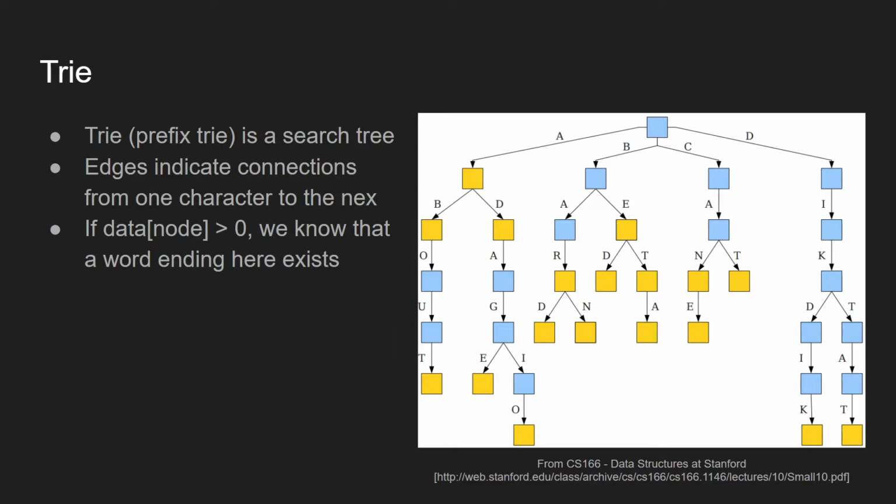Tries, sometimes also called prefix tries, are search trees. The connecting edges show how characters come one after another, and at each node's data, if the data is bigger than 0, we know that a word ends here. We can use tries, following from the root to the bottom, to find out if, for example, a string belongs to a language, and if we fall off a trie, we know that our string is not in the language.